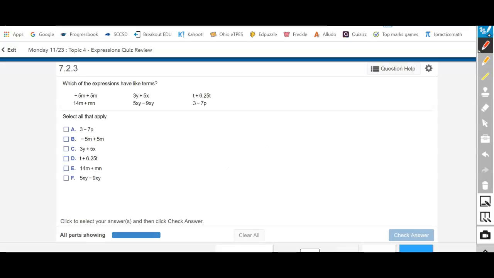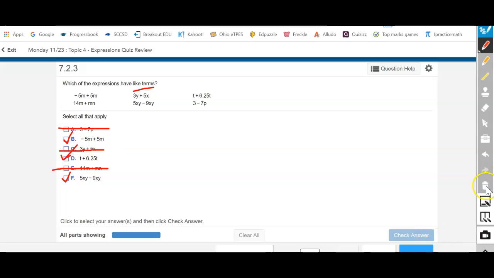All right, which ones have like terms? Like terms means the variables are the exact same. This one, nope, because P didn't have another P over there. M and M, yes. X and Y, no. T and T, yes. M and MN, no. They got to be the exact same. And XY, XY, yes. So those three is what it would be.